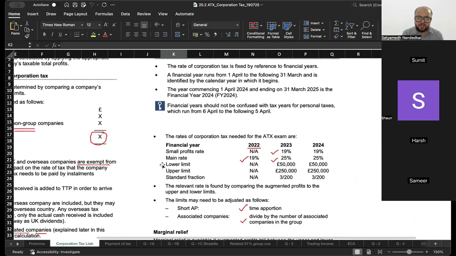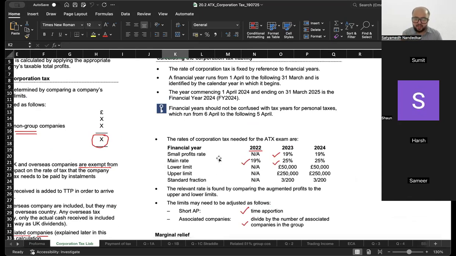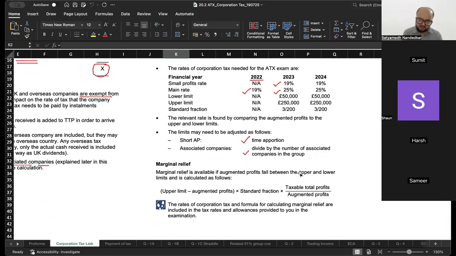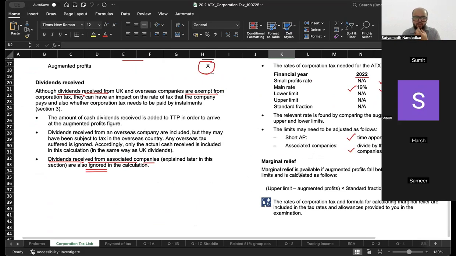The company has to check where exactly the augmented profit lies. If the augmented profit lies below 50,000, the rate is 19%. If it is above 2,50,000, the rate is a clear cut 25%. If it is between the upper and the lower limits, then you calculate tax at the 25% rate, and you also get a marginal relief. How is that marginal relief calculated? Upper limit minus augmented profit into standard fraction, which is 3 by 200, into TTP upon augmented profits. The standard fraction number will be given to you. TTP and augmented profits is something that you will have to calculate.